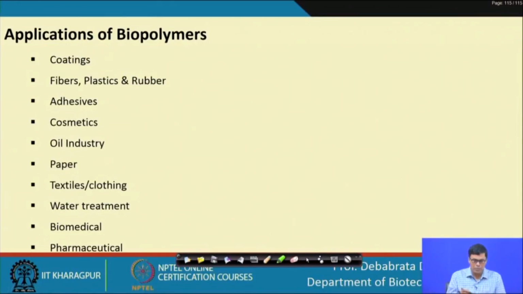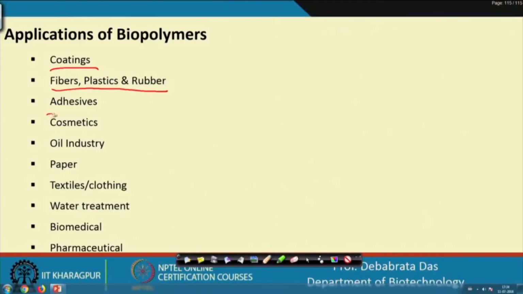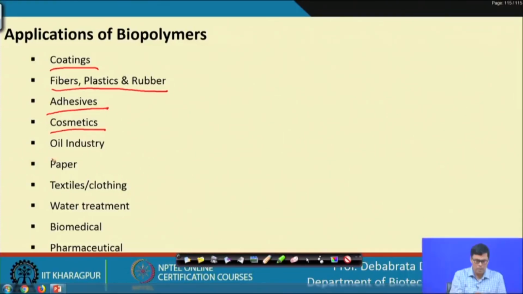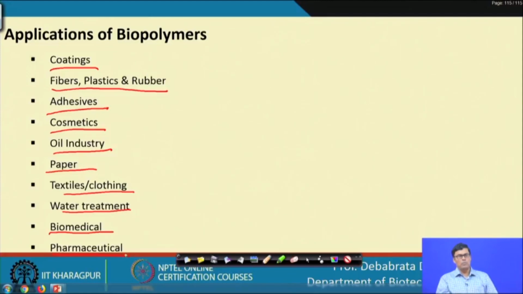Now, if you look at the applications of biopolymers, there are several. It can be used as a coating, because sometimes, as with an apple, we coat it with a kind of polymer so that the freshness of the fruit will remain. Then fibers, plastics and rubber, it can be used as an adhesive, as a cosmetic, in the oil industry, paper, textile industry, water treatment, biomedical, and pharmaceuticals. So it has tremendous potential. It doesn't have one or two applications, it has several, so we can use this biopolymer in day-to-day life.